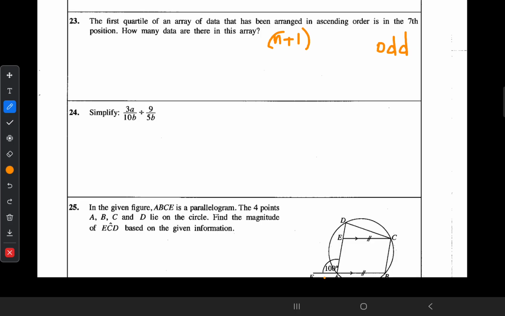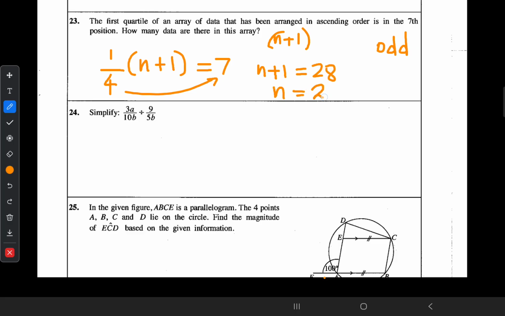Since here we have the first quartile, it means 1 upon 4 of n plus 1. 1 upon 4 of the total data in that array equals 7. So we can simplify this expression to get n, that is, how many total data are present in that array. First I will multiply this by 4. So n plus 1 equals 7 times 4, which is 28. Thereafter n is 28 minus 1, which is 27. Totally we have 27 data in that array.